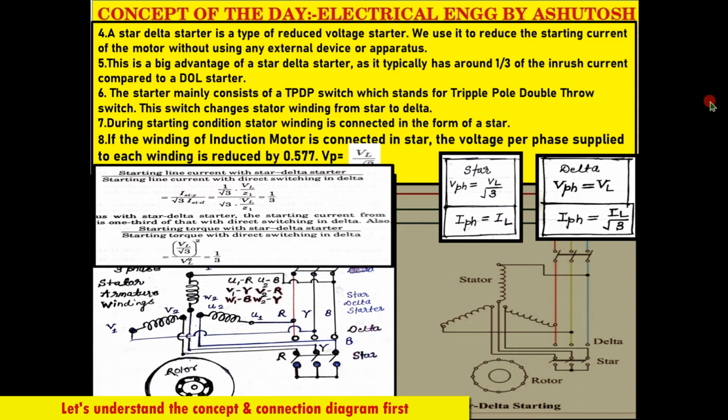Okay, so as you can see over here, यहाँ पर आप देख सकते हैं कि this is the point number 4. Star delta starter is a type of reduced voltage starter and we use it to reduce the starting current of the motor without using any external device or apparatus. तो आप जानते हैं गाइस कि स्टार डेल्टा, यहाँ पर आप फॉर्मूला देख सकते हैं कि सबसे पहले स्टार वाइंडिंग्स की तरह इस वाइंडिंग्स को रखा जाएगा. मोटर को जैसे ही स्टार्ट किया जाएगा इस ट्रिपल पोल डबल थ्रो स्विच को स्टार कनेक्शंस की तरफ रखा जाएगा, ये इससे कनेक्ट होगा. आप देख सकते हैं यहाँ पर RYB लिखा हुआ है.